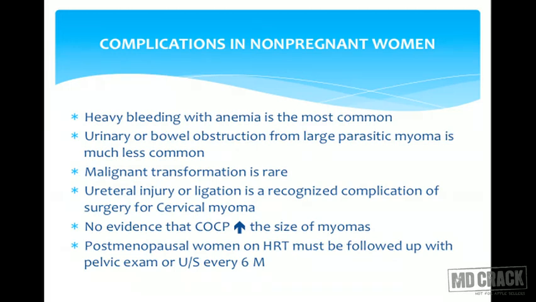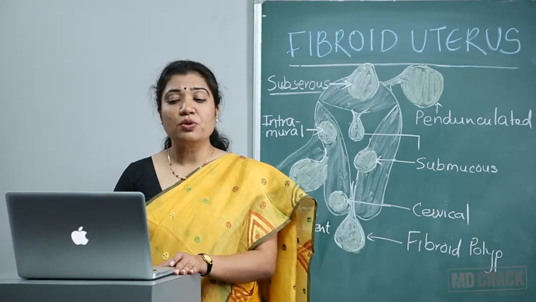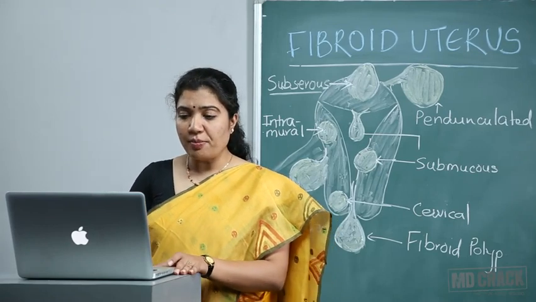Complications seen in non-pregnant women. In non-pregnant women, there can be heavy bleeding which will lead to anemia, or there can be urinary and bowel obstruction because of a large tumor. Malignant transformation is quite rare. Ureteral injury or ligation is a recognized complication of surgery of cervical myoma, meaning we are doing a surgery and then these organs are getting damaged.